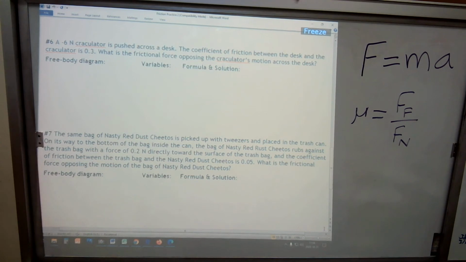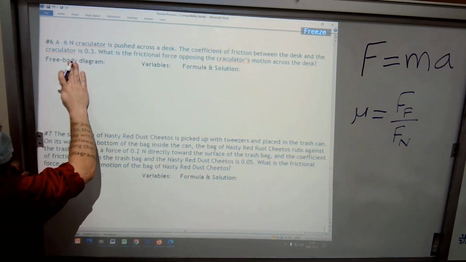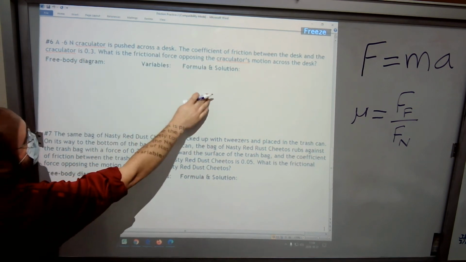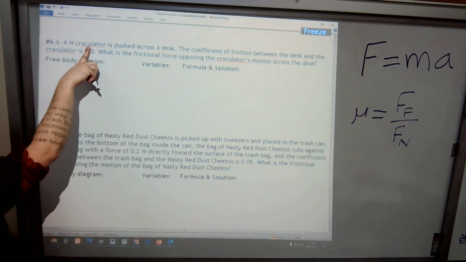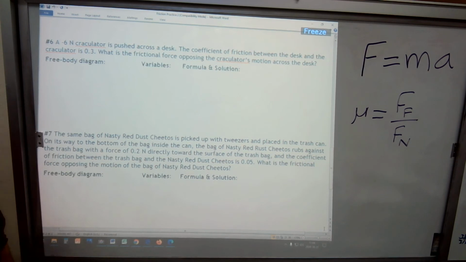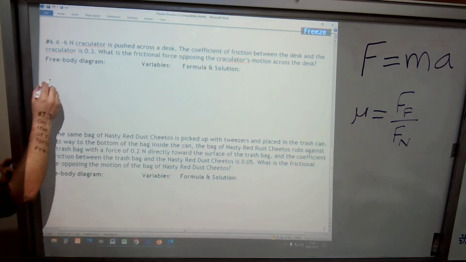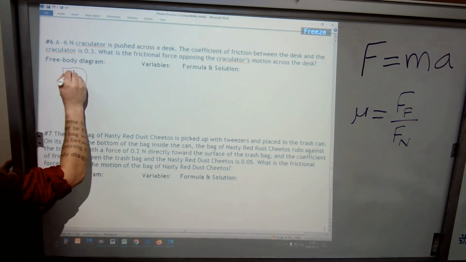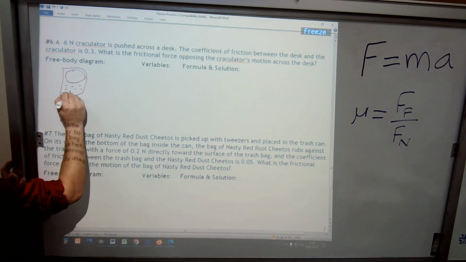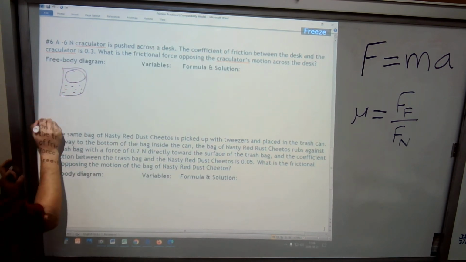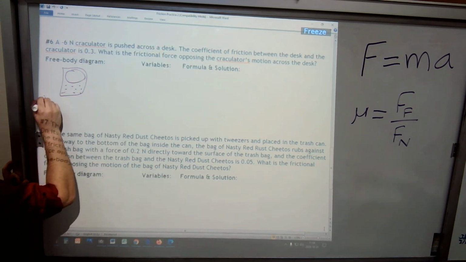All right. So this time we have a calculator. We're going to have to draw a free body diagram and then do some math. So it says it's a -6 Newton calculator. That is its weight. Oh, here's my calculator. There you go, calculator. It's pushed across the desk. Okay, it's on the desk.